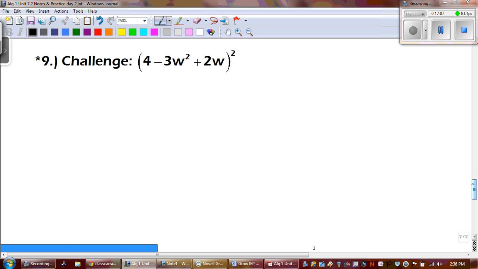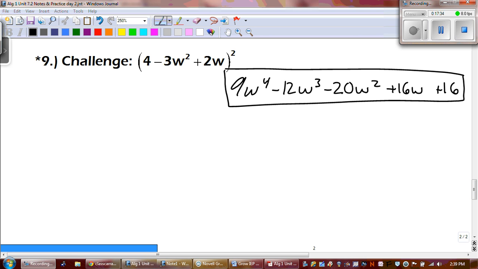Now the fun one. This is a challenge problem. This is one that you would see on a test or quiz for extra credit. Okay? When you're multiplying a 3 by 3 like this, I would definitely use the box method. Okay? So if you want to try it, go ahead, pause the video. Okay, there's the answer. How'd you guys do?